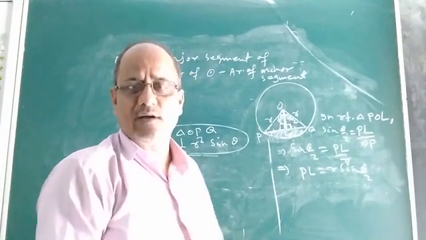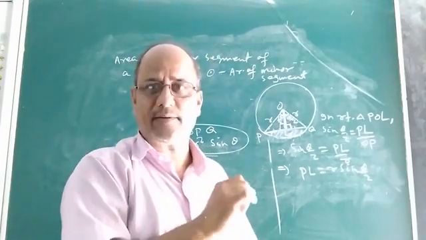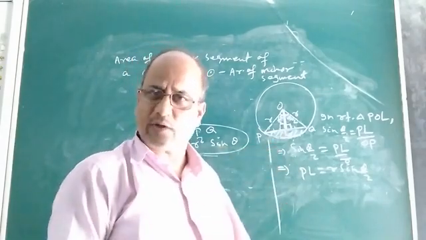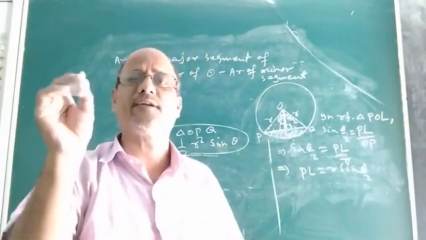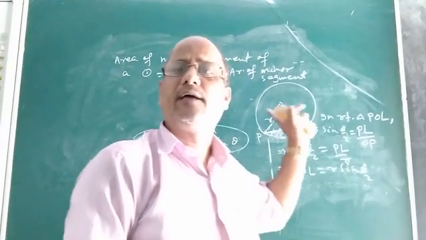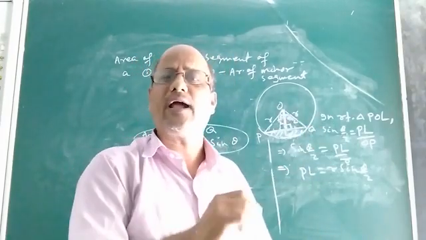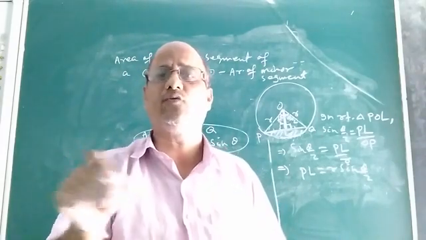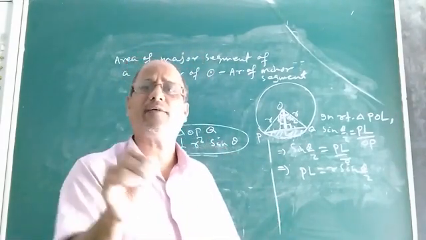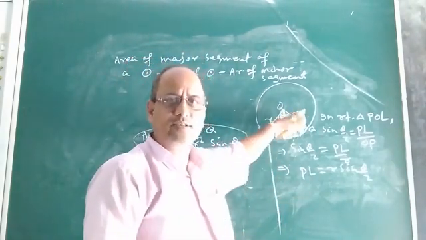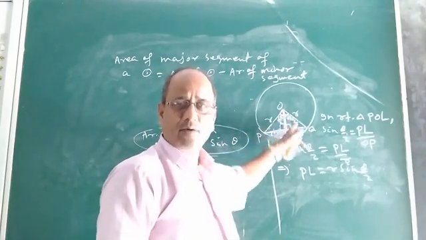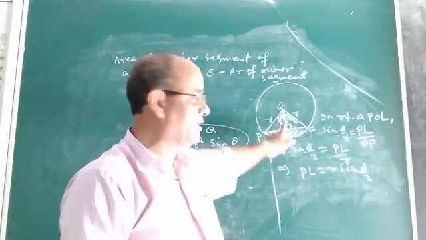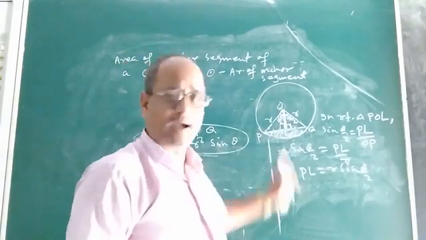Whatever formula I discussed here is how to find the area of a minor segment. It is equal to area of sector minus area of what? The triangle. The area of sector is theta by 360 into pi r square, and the area of triangle, what I derived, is r square sin theta by 2 into cos theta by 2. So if you subtract r square sin theta by 2 into cos theta by 2, which is the area of triangle OPQ, from the area of the minor sector, that is theta by 360 into pi r square, then only we will get the area of the minor segment.